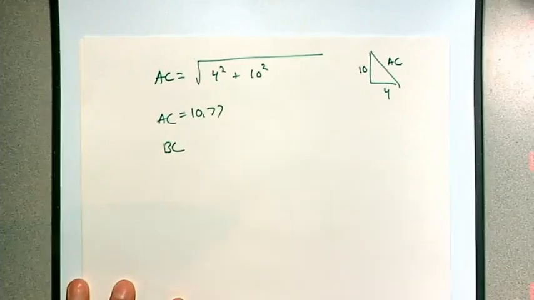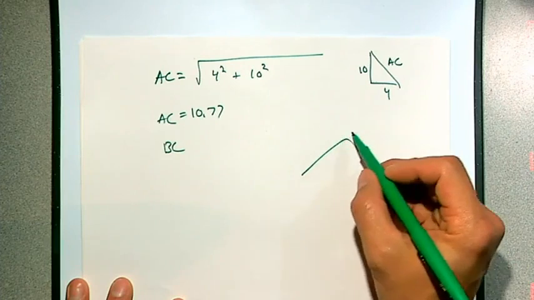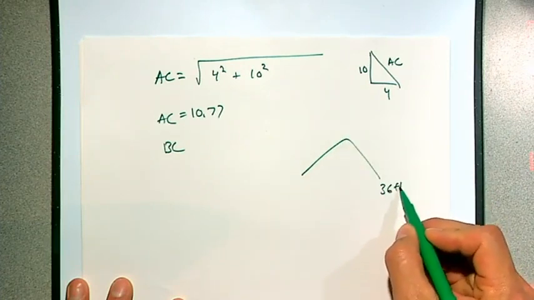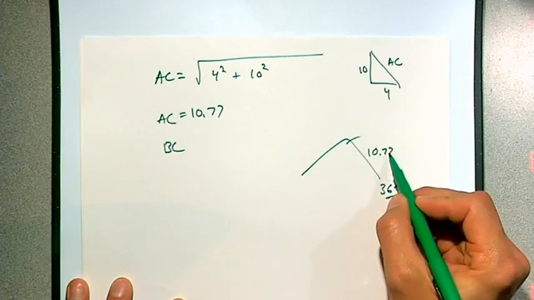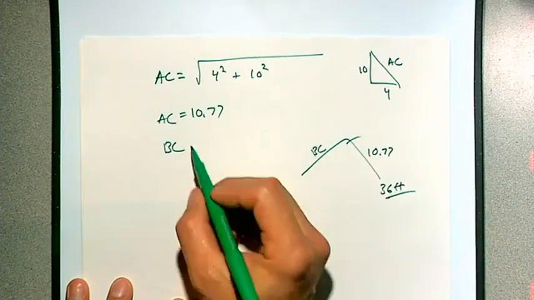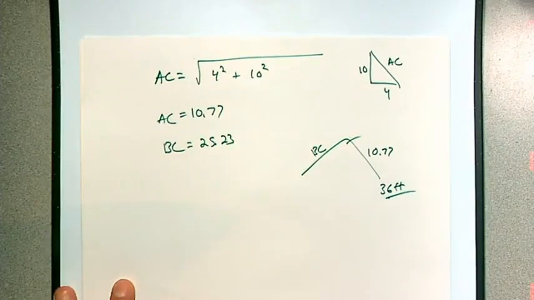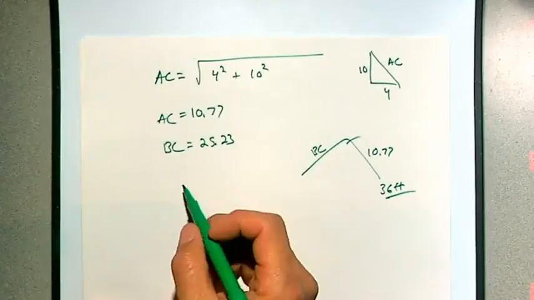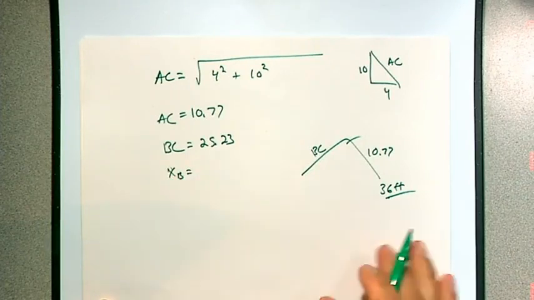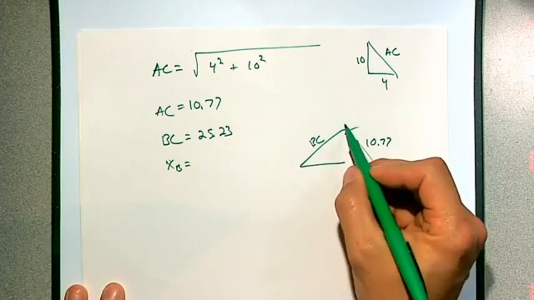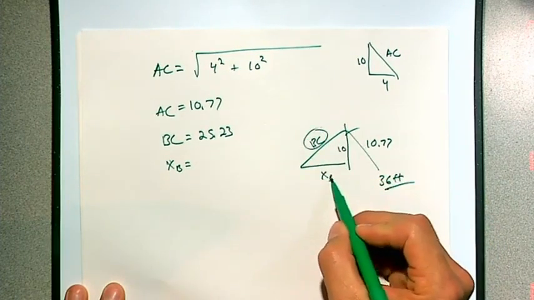BC, the other distance we need, I got this whole rope, which is a total of 36 feet. We started in the beginning. Hey, this side is 10.77. This side is BC, 25.23. And then XB, just some more geometry. We just solved for BC. We know this is 10. That's XB.